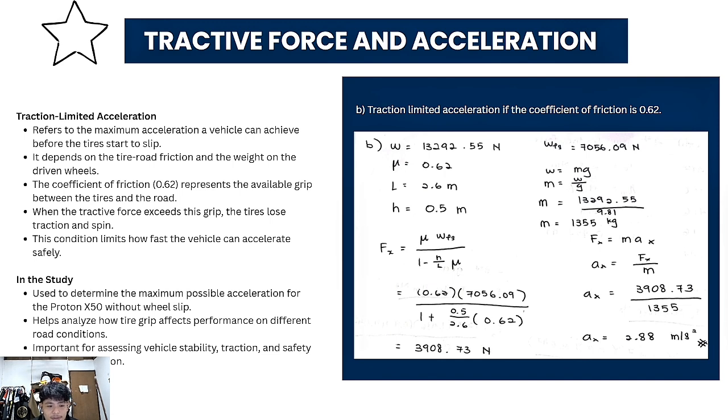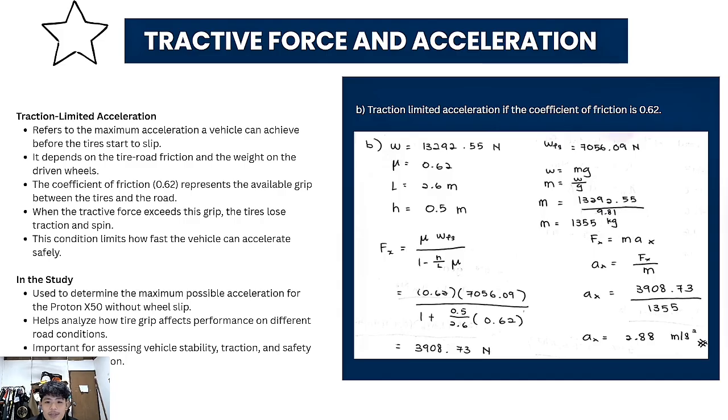The purpose of the study is to determine the maximum possible acceleration for the Proton X50 without wheel slip, and it helps analyze how tire grip affects performance on different road conditions. It is also important for assessing vehicle stability, traction, and safety during acceleration.